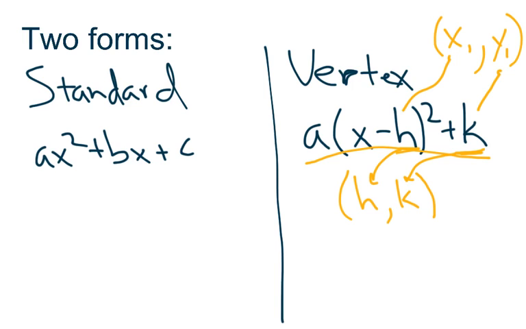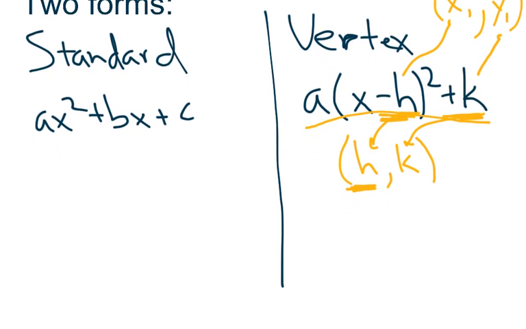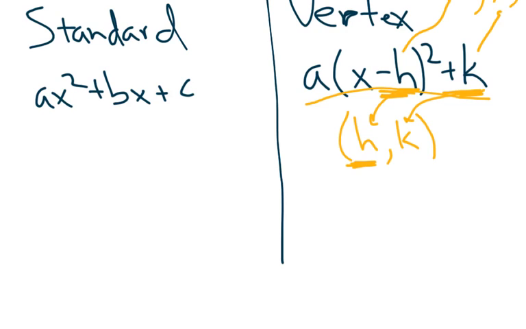Now I have to stress, notice how down here it's a positive h, and up here it's a negative h. The sign on the h flips. The sign stays with the k, however, and you'll see that as we do some examples. Now again, vertex form, it's embedded in the equation, the actual vertex. But what if we don't have vertex form and we're in standard form? How do we then find the vertex?